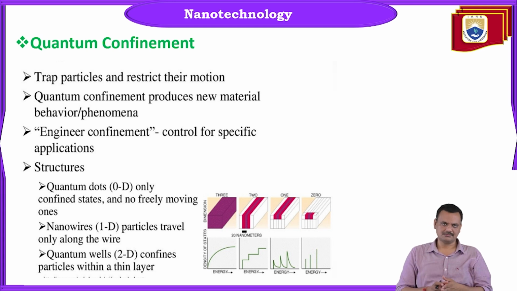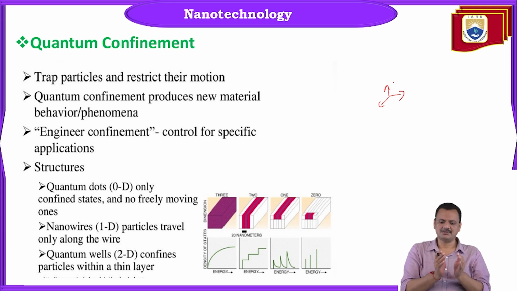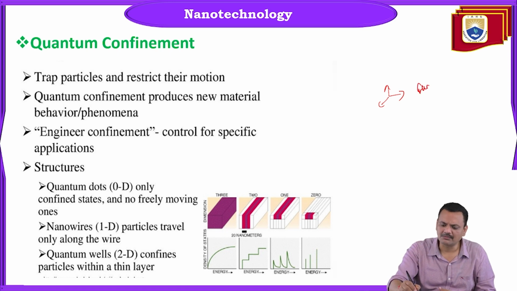So there are three possible types of quantum structure. Quantum dot. Quantum dots means all three directions are now confined, which means your material cannot grow in any of the three directions. That particular kind of nanomaterial is known as quantum dots.